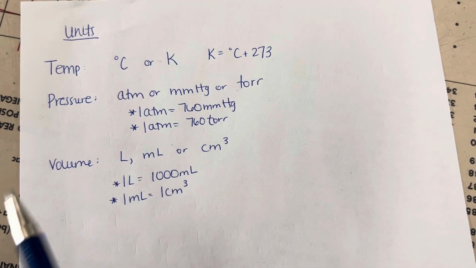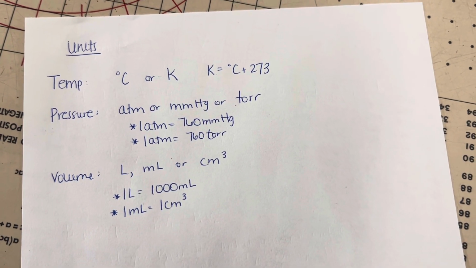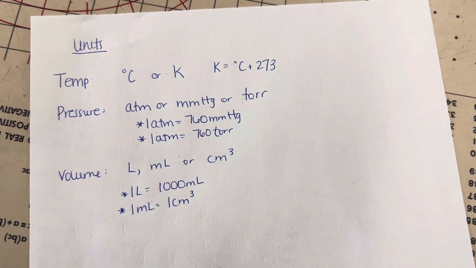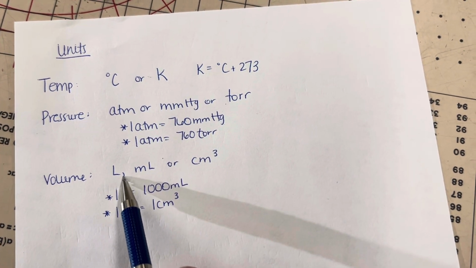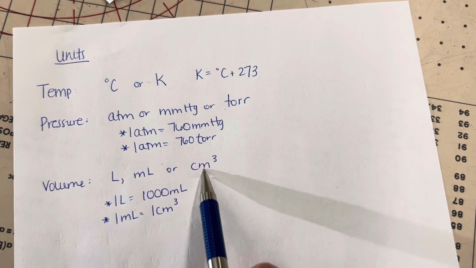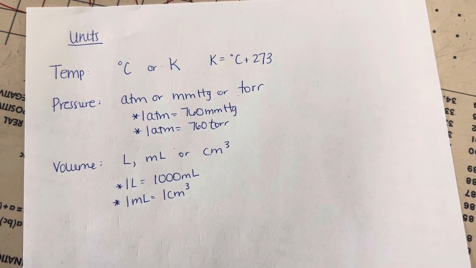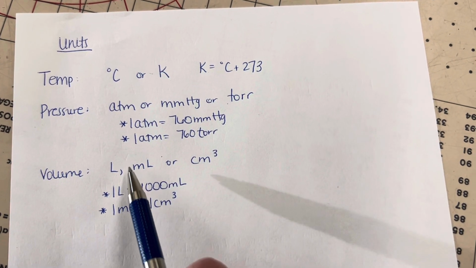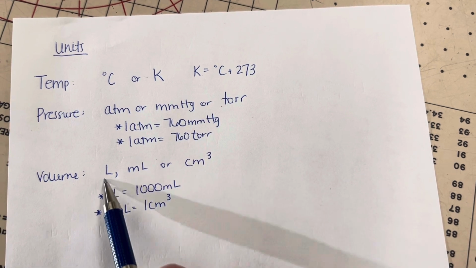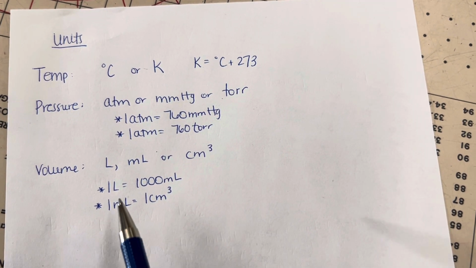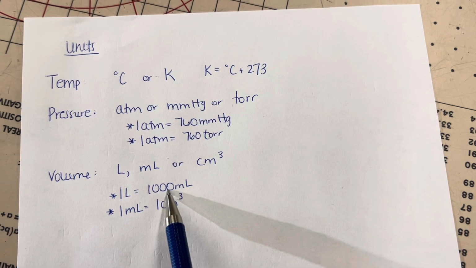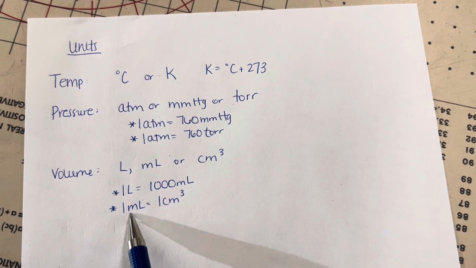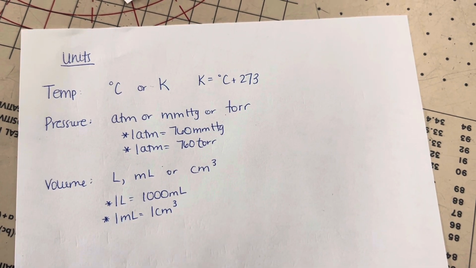And volume is going to be another variable we're going to work with, and the problem can be given to you in liters, milliliters, or cubic centimeters. And depending on the question, you may have to change it into one of these 3 units. So from recall, 1 liter is equal to 1,000 milliliters, and 1 milliliter is the same thing as 1 cubic centimeter.